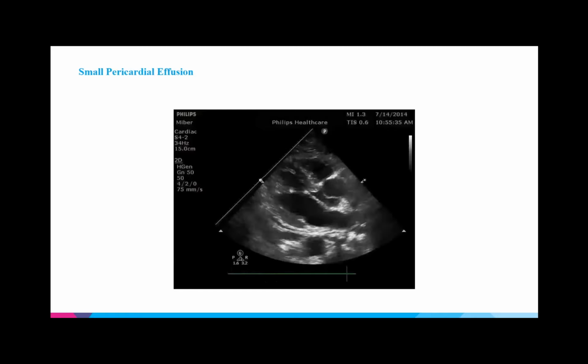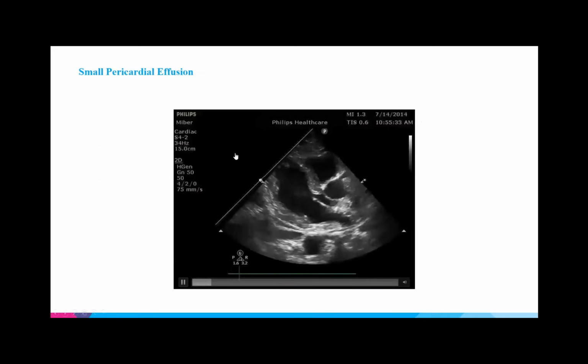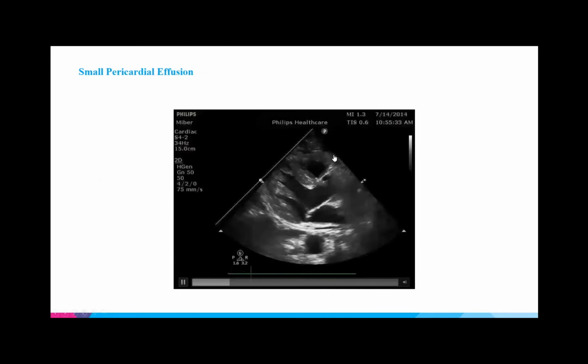So I just wanted to include some examples of what different pericardial effusions look like. And so this is, what view are we looking at here?